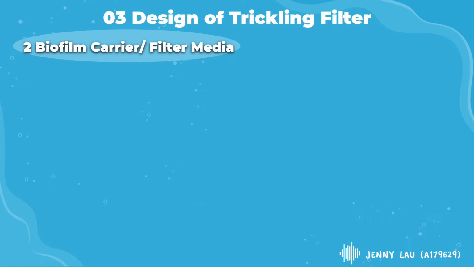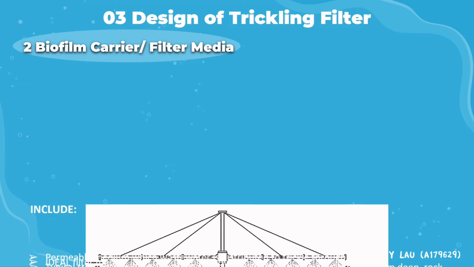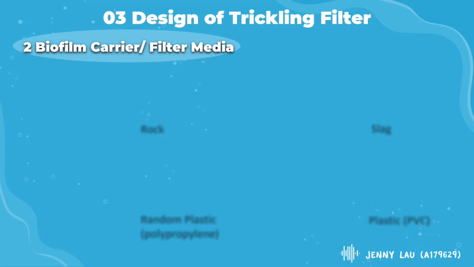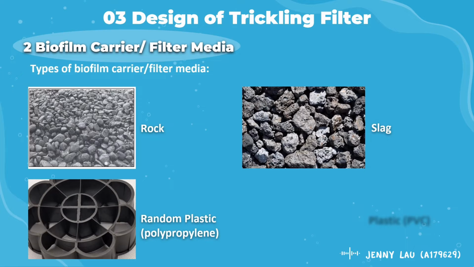Secondly, biofilm carrier, or in other words, filter media, is a permeable medium which wastewater is distributed to trickle through. An ideal filter media is one with low cost, durable, and provides high specific surface area. The filter media of trickling filter is typically made up of rock and slag bed with up to 60.96 meter in diameter and 0.9 until 2.4 meter deep. The rock size varies from 2.5 until 10.2 centimeter. The types of biofilm carrier or filter media that are commonly used are rock, slag, random plastic, and plastic.